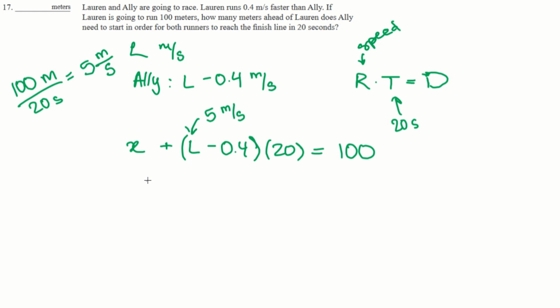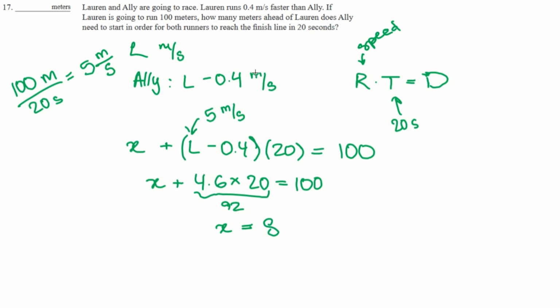And what that means is that you have X plus, in this case, 5 minus 0.4 is 4.6. So 4.6 times 20 equals 100. Well, this over here is 92. So X is equal to 8. So what that tells us is that she needs to start 8 meters in front of Lauren to reach the finish line in 20 seconds.